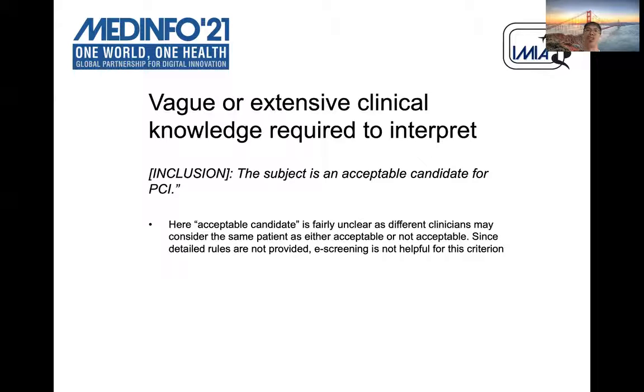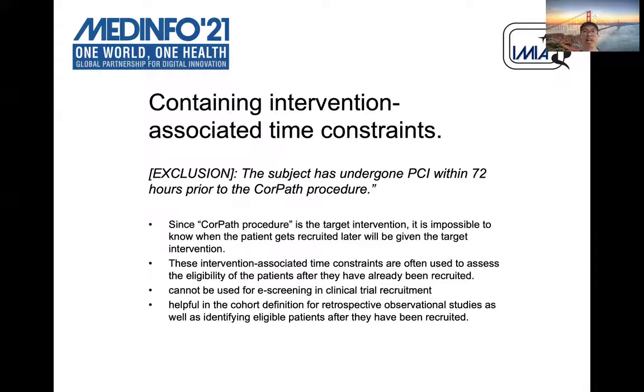it requires different interpretations. The third case is criteria that contain intervention-associated time constraints. In this case, the subject has undergone PCI within 72 hours prior to the COPAS procedure. Because the COPAS procedure is the targeted intervention, it is impossible to know when the patient gets recruited, which will be given the target intervention. So in that case, we just don't know this exact index date ahead of time.